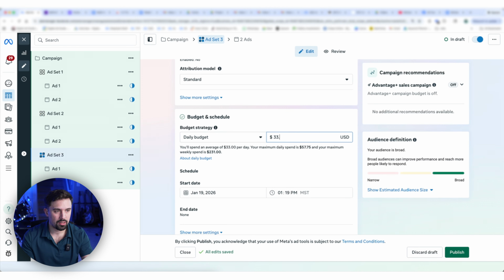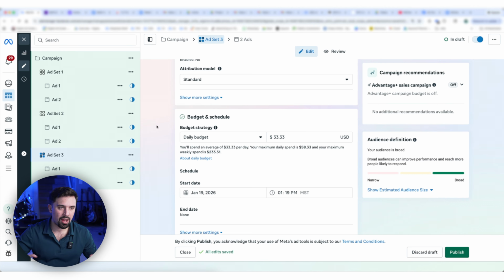Now each one is going to spend about $33 per day. And they're not competing for spend. So there's no skewing of spend like the campaign budgets do. They're not algorithmically competing for spend. Each ad set is its own little thing, its own little island.